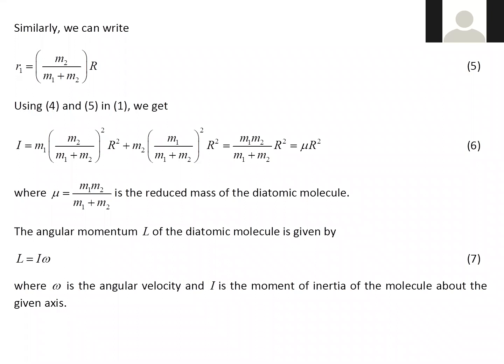ಎರಡನ್ನೂ ತಗೊಂಡು ಹೋಗಿ ನಾನು equation 1 ಅಂದ್ರೆ ಟೋಟಲ್ ಮೂಮೆಂಟ್ ಆಫ್ ಇನರ್ಷಿಯಾ ಎಕ್ಸ್ಪ್ರೆಷನ್ ಈ ತರ ಅಲ್ಲಿ ಸಬ್ಸ್ಟಿಟ್ಯೂಟ್ ಮಾಡ್ತಾ ಇದೀನಿ. ಸಬ್ಸ್ಟಿಟ್ಯೂಟ್ ಮಾಡಿದ್ರೆ you are going to get I is equal to M1 into R1 square. R1 is nothing but M2 divided by M1 plus M2 whole square into capital R square. Similarly, plus M2 R2 square. So R2 square is nothing but M1 divided by M1 plus M2 whole square into R square ಅಂತ ಬರುತ್ತೆ.